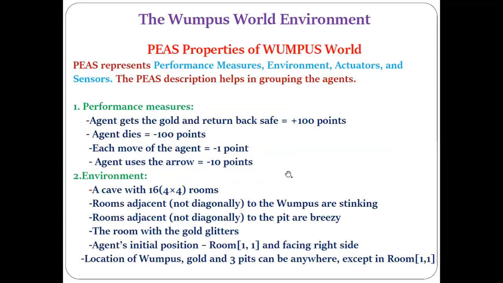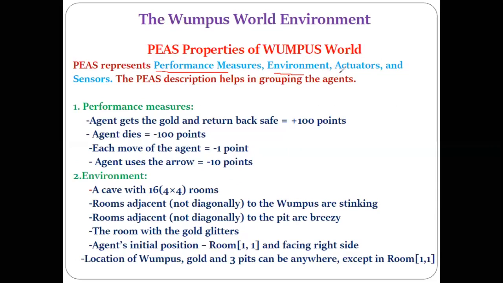Now the next important question that is always asked in the exam is the PEAS properties of the Wumpus World. This question has been asked many times for 4 marks: the PEAS properties of the Wumpus World environment. What exactly are these PEAS properties that we are going to discuss today? Here PEAS stands for: P is for performance measure, E is for environment, A is for actuators, and S is for sensors.